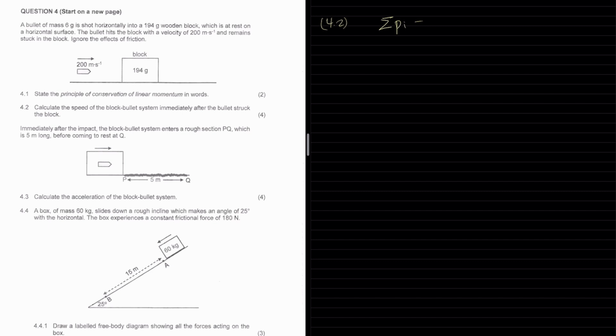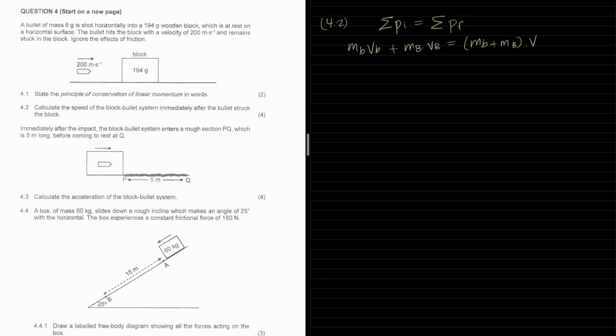The total momentum before is going to equal the total momentum after. So we're going to say the mass of the bullet times the velocity of the bullet plus the mass of the block times the velocity of the block is going to equal, afterward, we're going to add them because they're moving as one system. So the mass of the bullet plus the mass of the block times the velocity. Now it's just a matter of substituting.